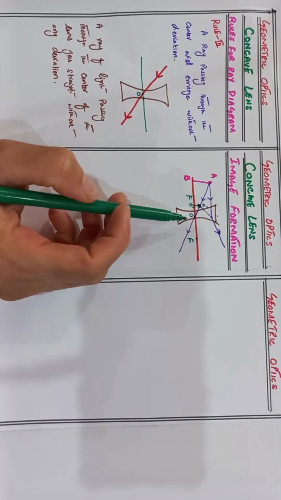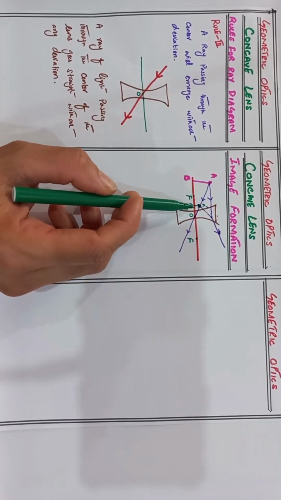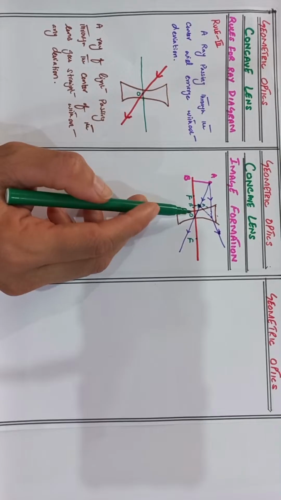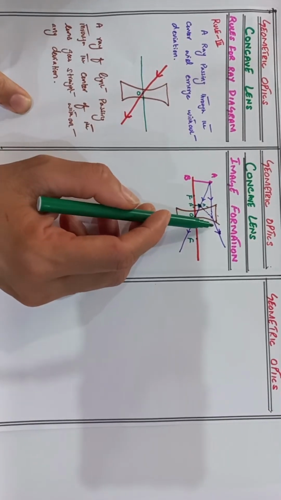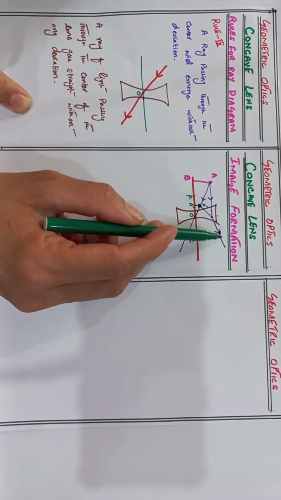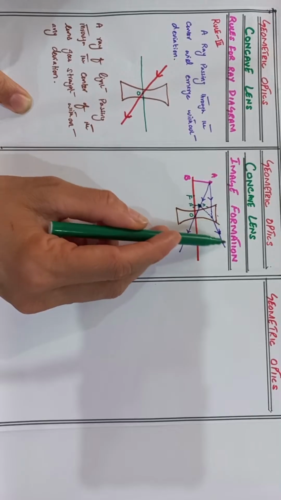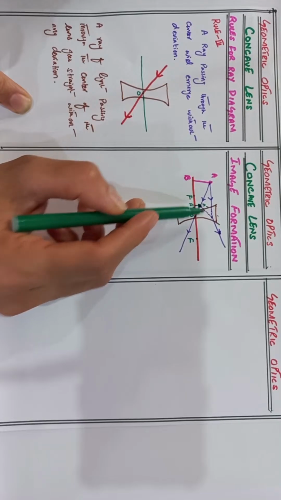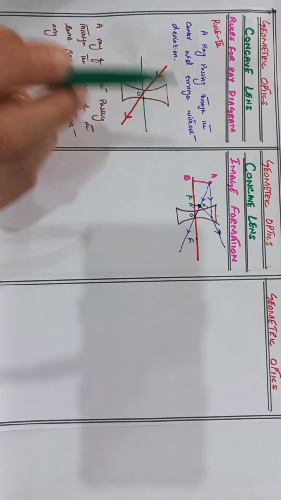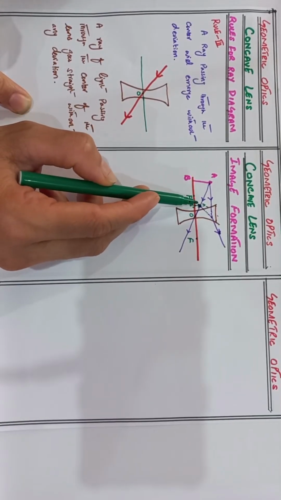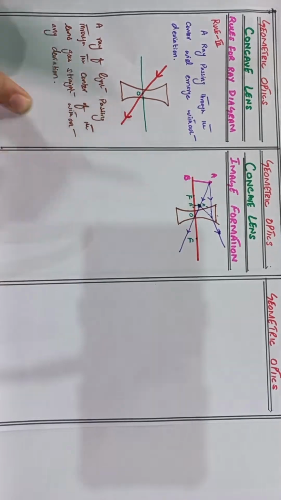So this image formed is diminished, very small in size, upright and virtual. Why is it a virtual image? Because the rays do not actually meet when we trace the refracted ray backward. So the two rays meet at a point, but they do not actually meet. They only appear to meet at this point. So it makes a virtual image.